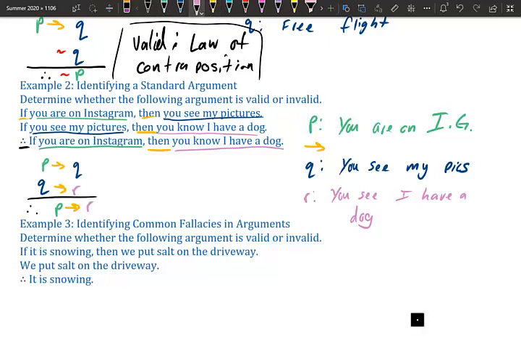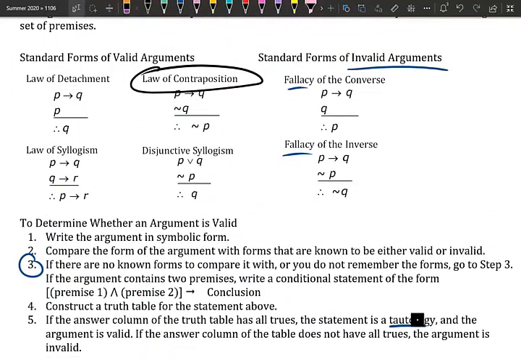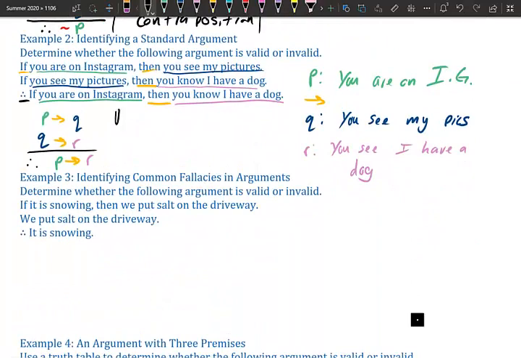Let's see if that matches any of our laws. It does. It's a law of syllogism. We have P if then Q, Q if then R, therefore P if then R. So this is valid. And why? It's because of the law of syllogism.